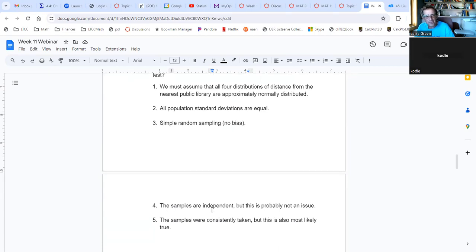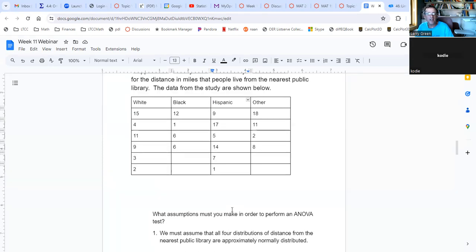Okay, we have to assume that samples are independent. I doubt that's an issue at all, because you can do a survey asking a bunch of people, what is your race and how far are you from the library? There's no dependency relationship there. You're not asking a group of 4 people of the 4 different races, and then another group of 4 people, where they're all kind of tied together. That would be dependent. So there's a good chance that these are independent anyways.